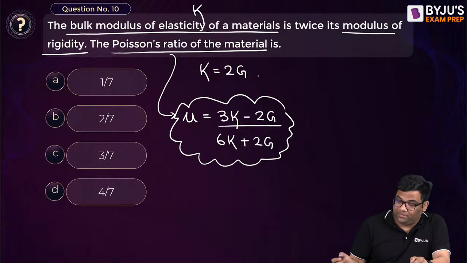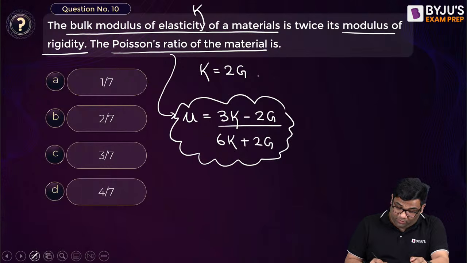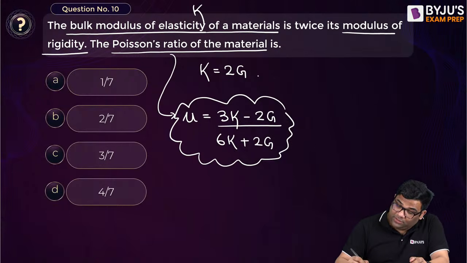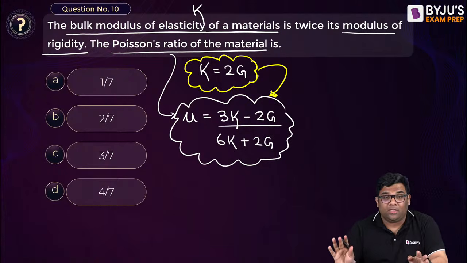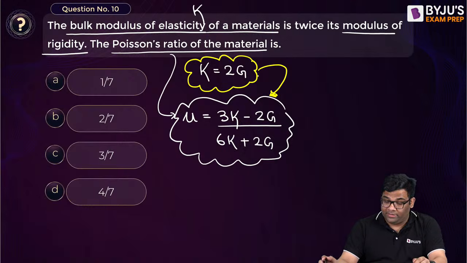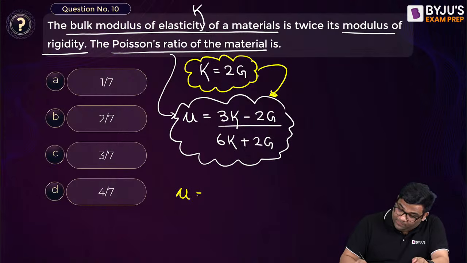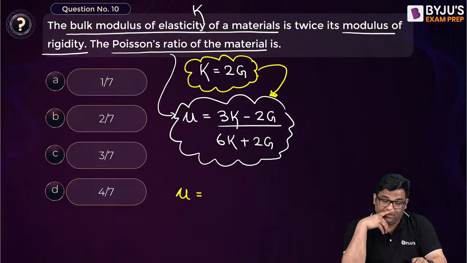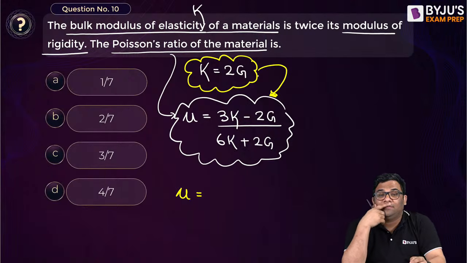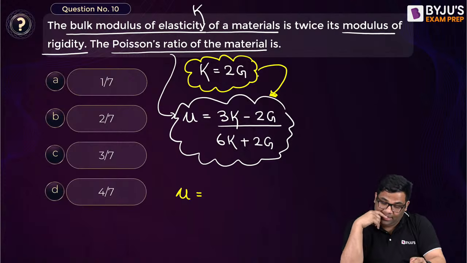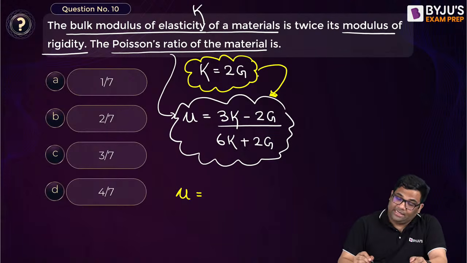So what is the answer? Tell me. Direct formula, you should remember this formula. Use this formula and the relationship given in this question. All these formulas should be remembered. What is the answer? Tell me. Directly Poisson's ratio, how much are you getting? For question number 10, come on, fast, fast. Initially we were slow, now you have to be fast. B. Yes. C. In case of K, I can put 2G. So this becomes what?